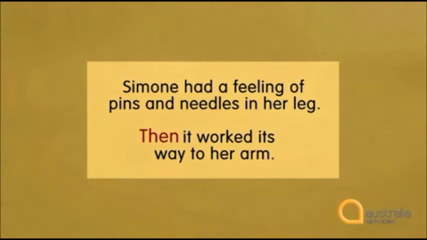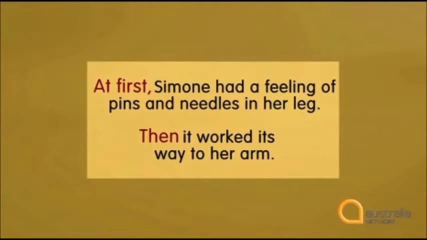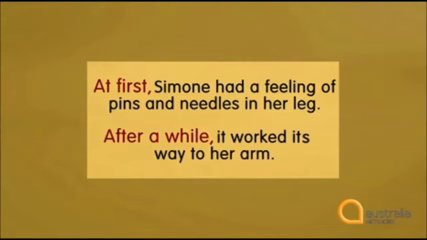If we wanted to make Simone's story clearer, we could add some transition signals to her story. If we were writing her story, we might use more formal transition signals. Simone had a feeling of pins and needles in her leg. Then it worked its way to her arm. We might say, at first, Simone had a feeling of pins and needles in her leg. After a while, it worked its way to her arm.